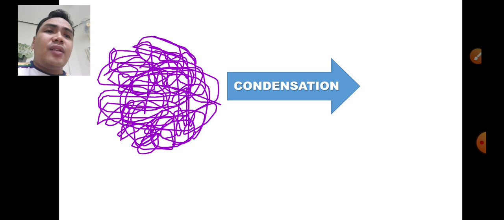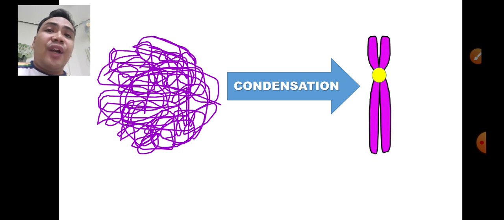Okay? So this will be the representation of the chromatin on the left side, which is the tangled version of the genetic material that consists of the DNA molecule. And once it undergoes condensation, it turns into an organized structure known as the chromosome. So chromatin condenses into chromosome. Hence, in this stage, chromosomes become more visible under the microscope.